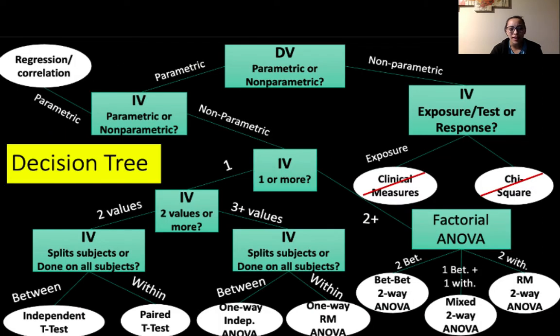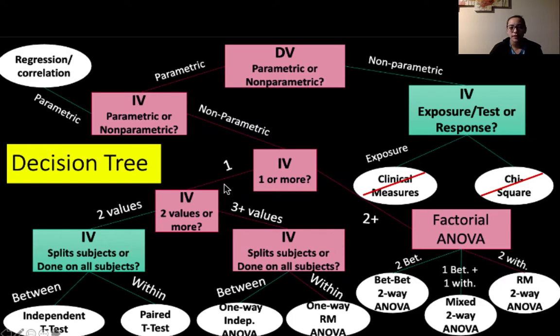Let's take a look at our decision tree. So we've really knocked out a lot of stuff on this tree so far this semester. This week we are focusing on the within subject pathways. So basically all of this top part is the same as last week. And then all we're changing is the type of independent variable.